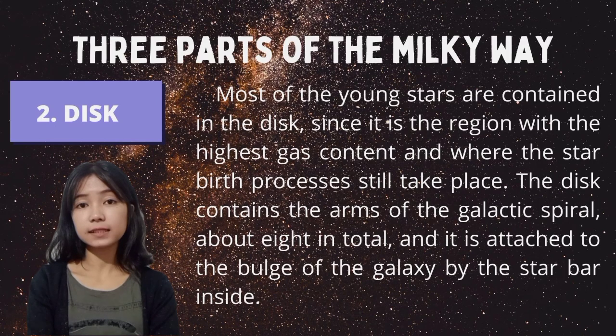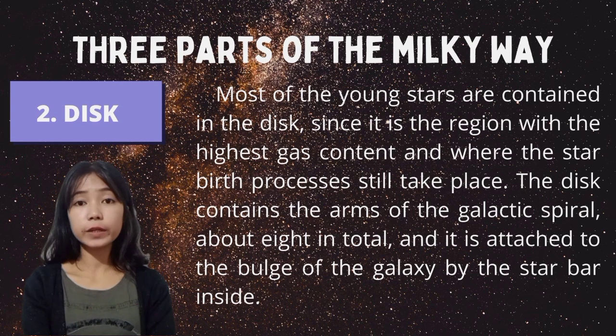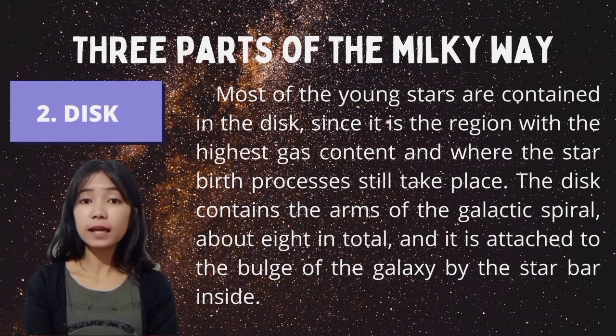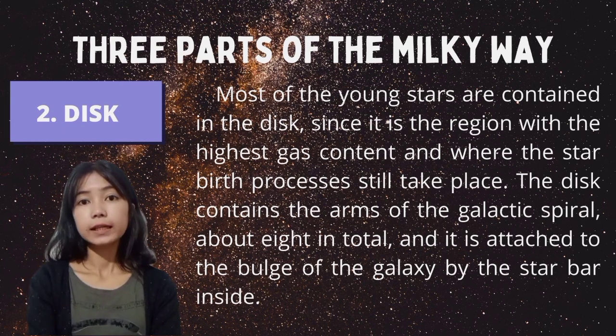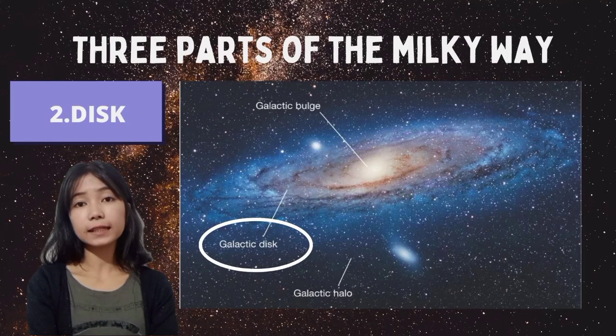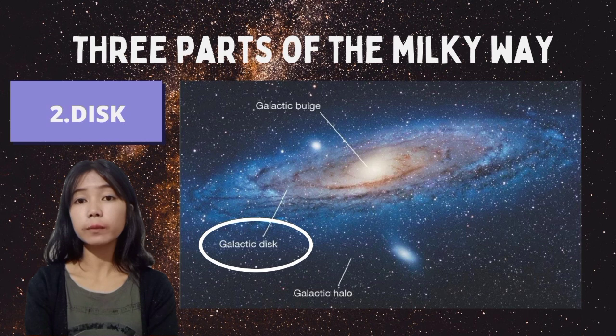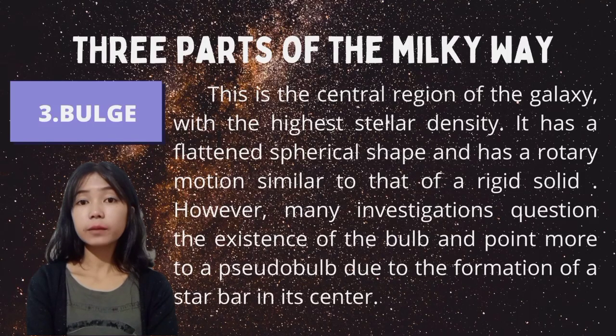Next is the disk. Most of the young stars are contained in the disk, since it is the region with the highest gas content and where the star birth processes still take place. The disk contains the arms of the galactic spiral, and it is attached to the bulge of the galaxy by the star bar inside. And lastly, the bulge.